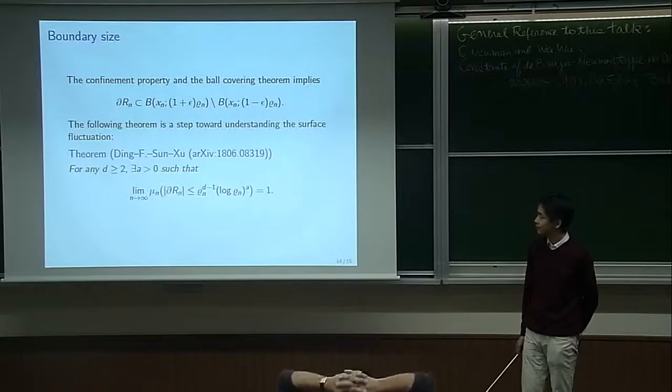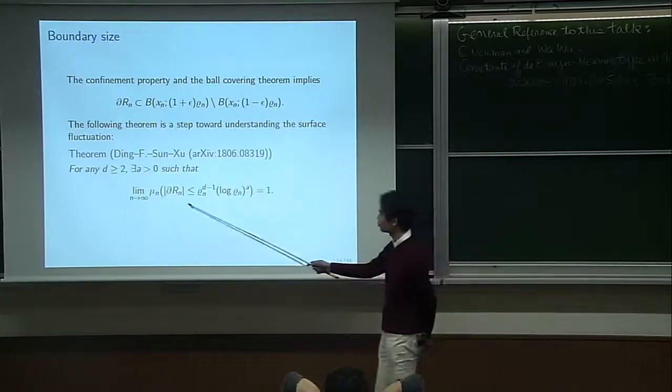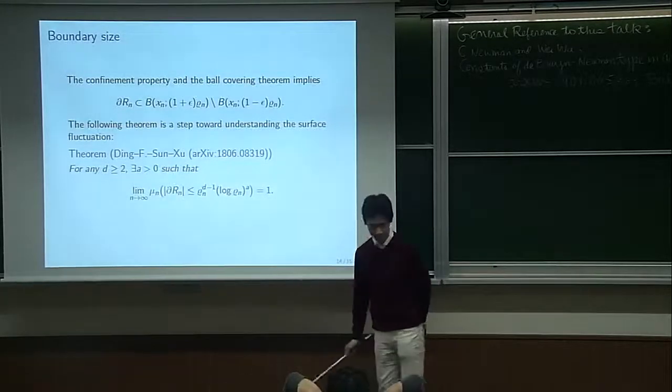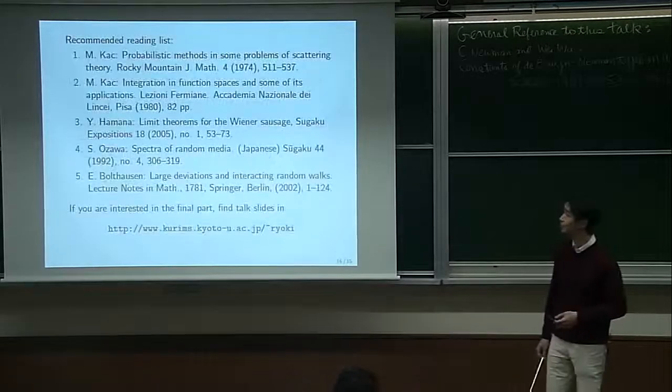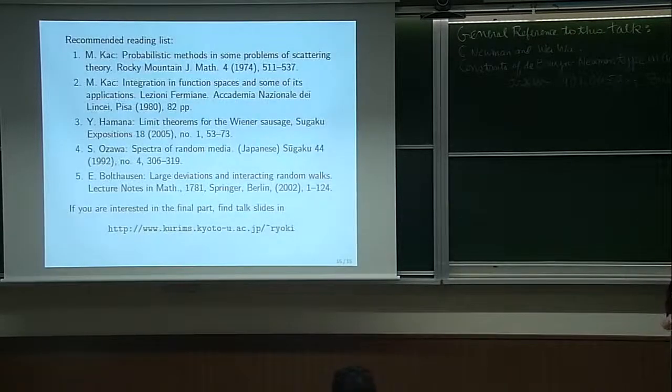So at least this means that the boundary of the range of random walk has Hausdorff dimension d-1. And there are some recommended readings, and that's it. Thank you very much.